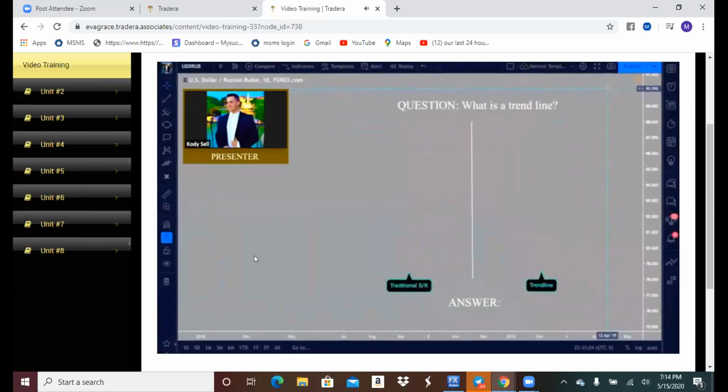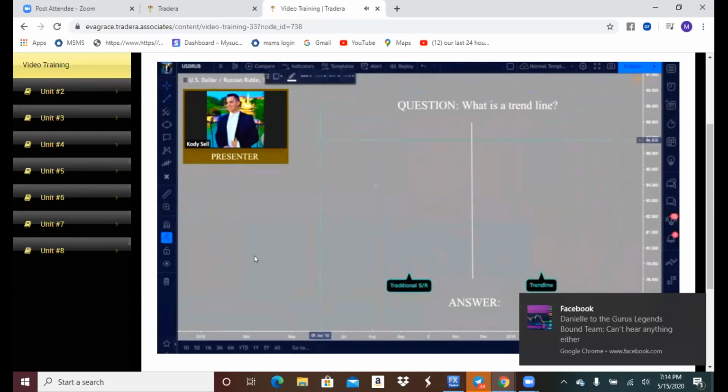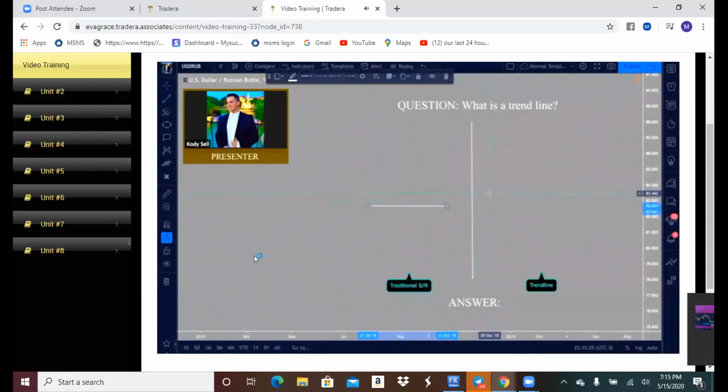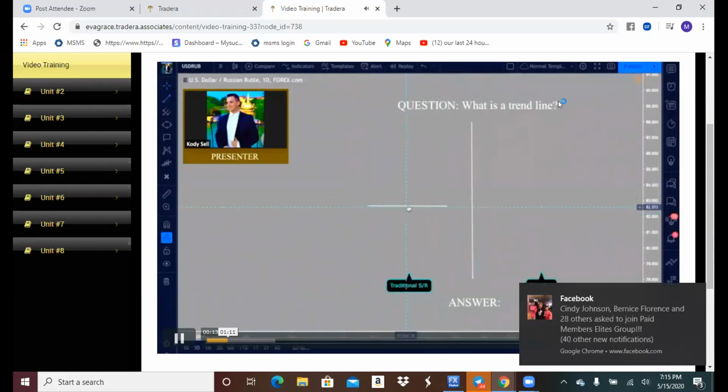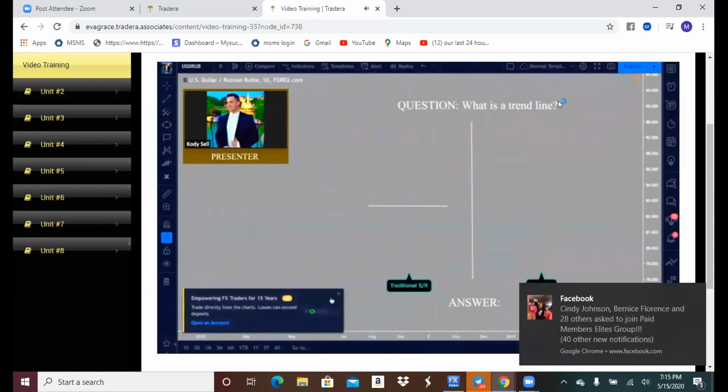All right, so our goal here is to figure out what exactly a trend line is. Now here we've got a table in front of us, and on the left we have traditional support and resistance, and on the right we have trend line. So our goal by the end of this is to answer the question, what's a trend line? We're going to start on the left-hand side by drawing a traditional horizontal support and resistance level. So this level right here is a horizontal support and resistance level.